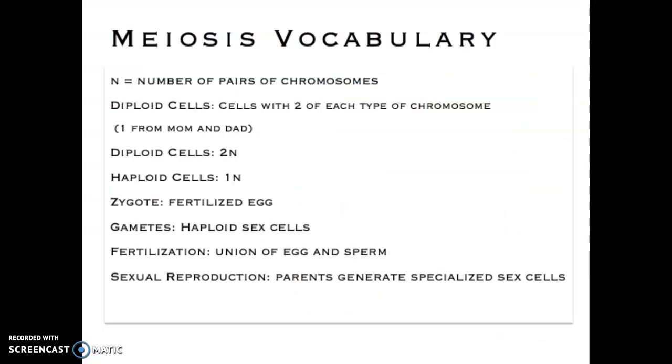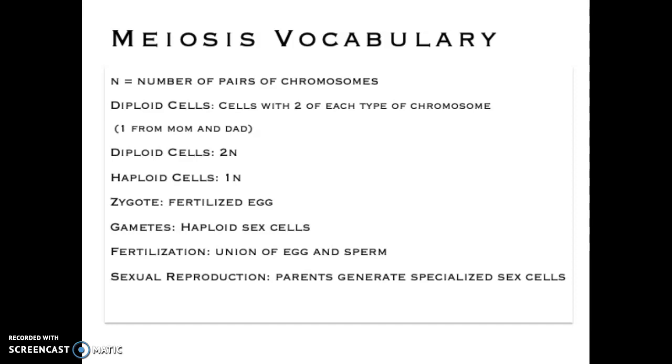So I'll probably be going through a fair amount of vocabulary during this. Just to recall, some of these words you've actually had before. If you see 1N or 2N, it's just the number of pairs of chromosomes. 1N is going to be one copy of each chromosome. 2N is going to be 2 copies of each chromosome. 1N equals haploid. 2N equals diploid.